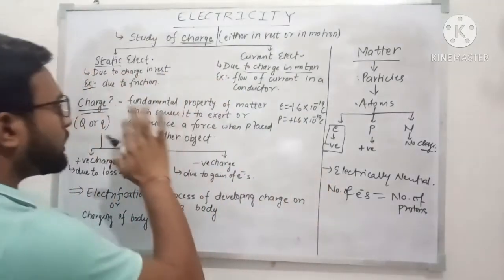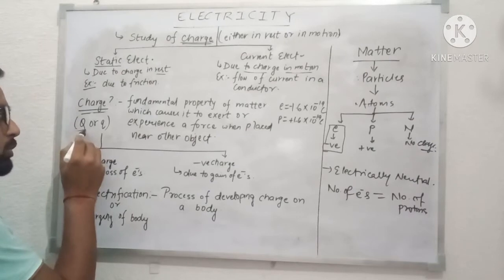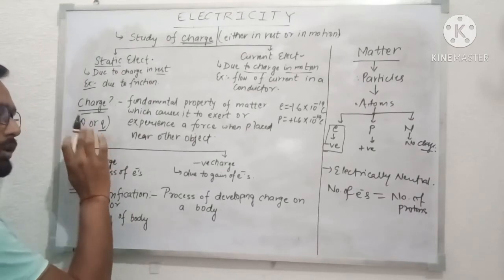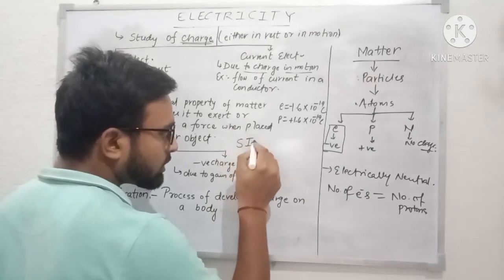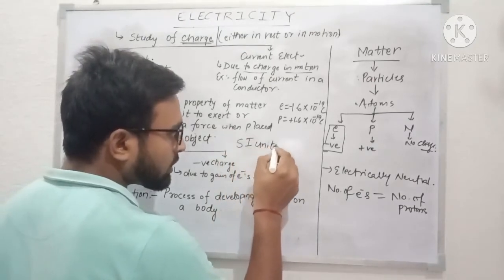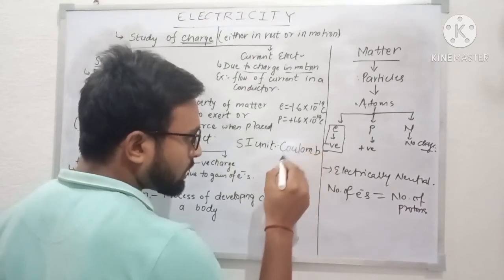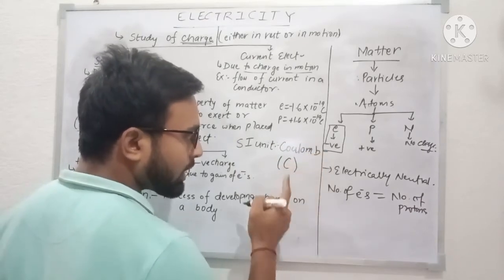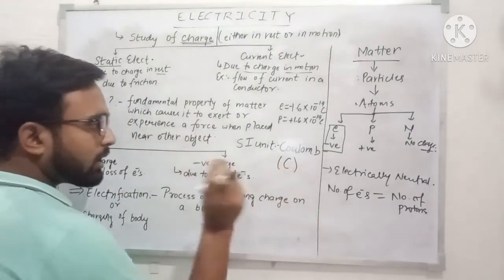That is what the definition of charge is. Charge can be denoted by capital Q or small q, whatever you can use. Okay, and this charge has SI unit that is called coulomb, denoted by capital C. SI unit of charge is coulomb, denoted by capital C.